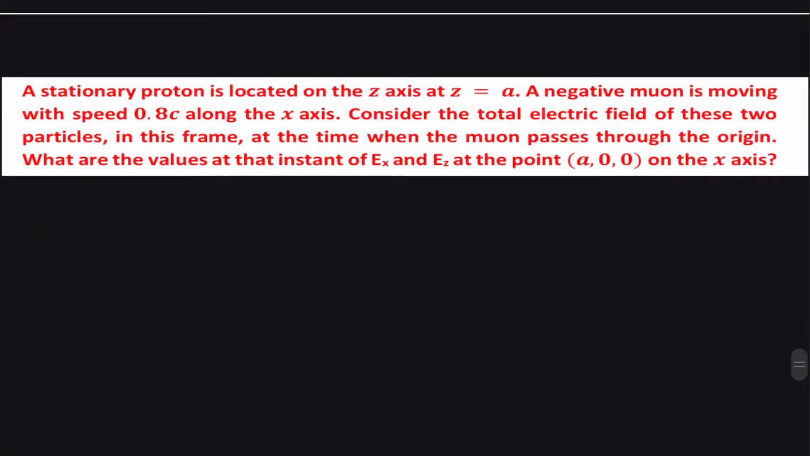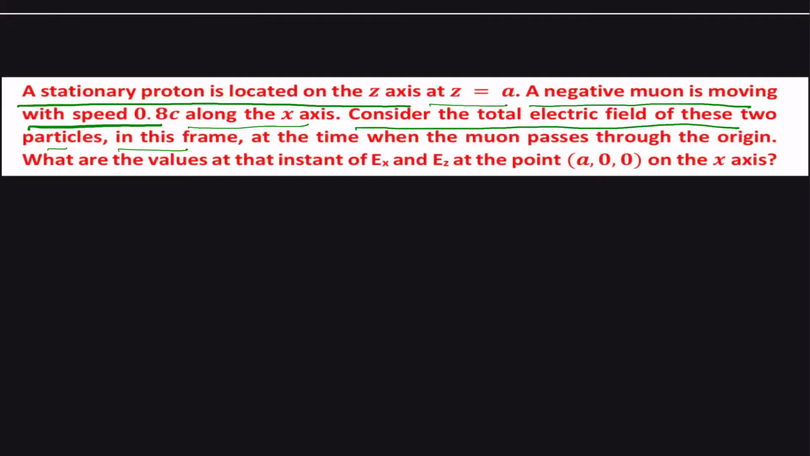Next question. We are given that a stationary proton is located on the z-axis at z equal to a. A negative muon is moving with a speed of 0.8 c along the x-axis. Consider the total electric field of these two particles in this frame at the time when the muon passes through the origin. What are the values at that instant of electric field in x as well as electric field in z at the point a, 0, 0 on the x-axis.